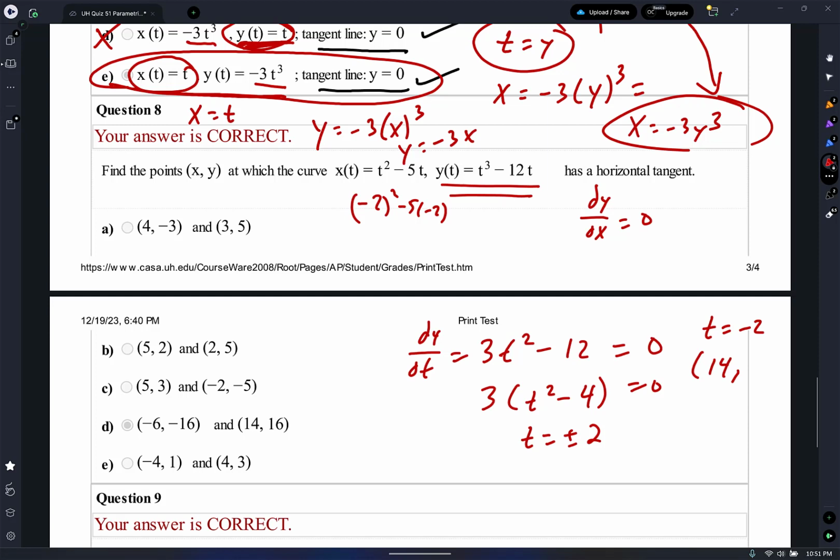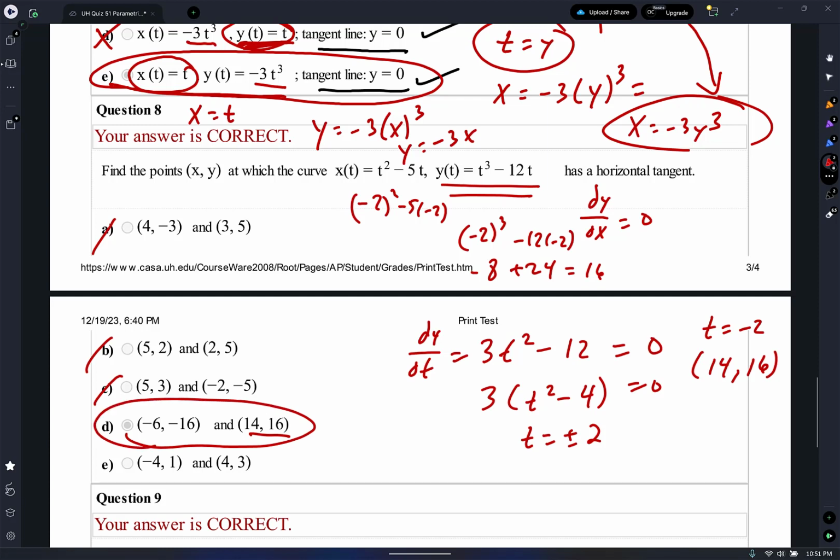So I see 14. All right, let's plug in negative 2 into the other one. Negative 2 to the third power is negative 8, minus 12 times negative 2. So negative 8, and the negative times the negative is the positive, plus 24. 24 plus negative 8 is 16. So 14, 16 is a point. It's probably letter D. Obviously, we know it's letter D. But check the other one.